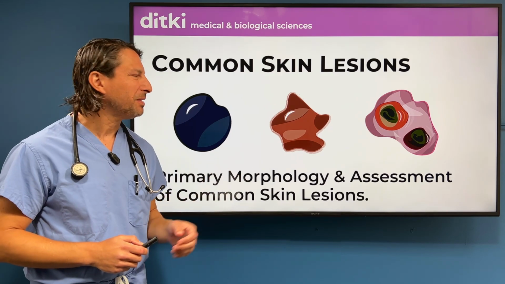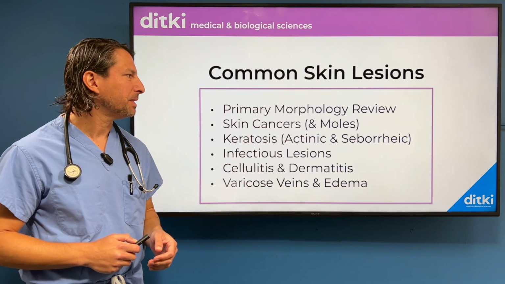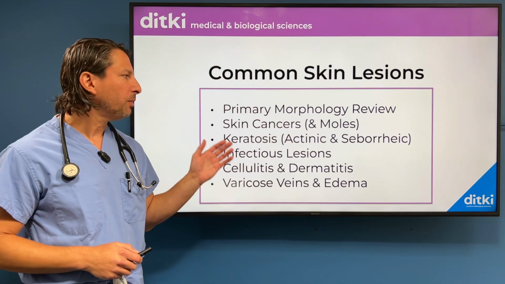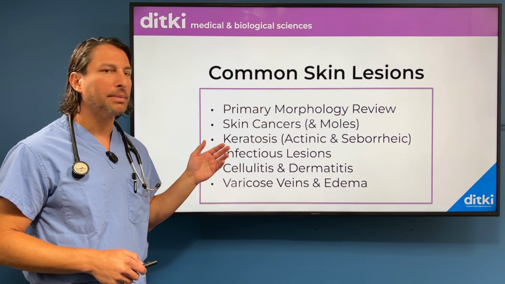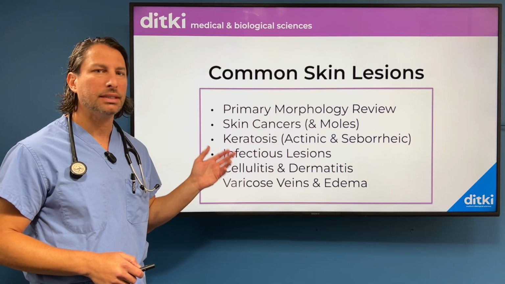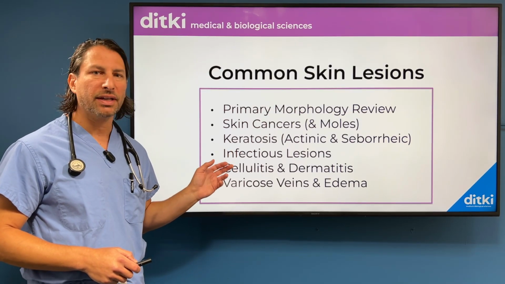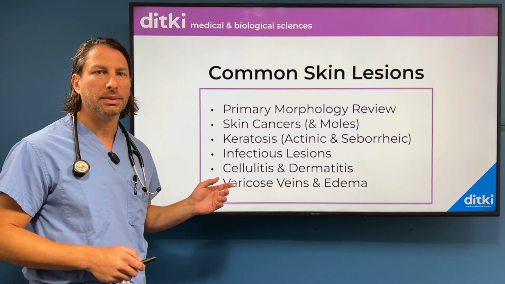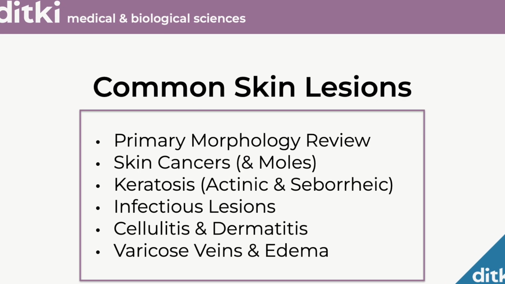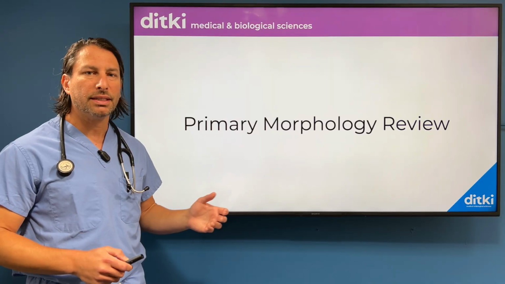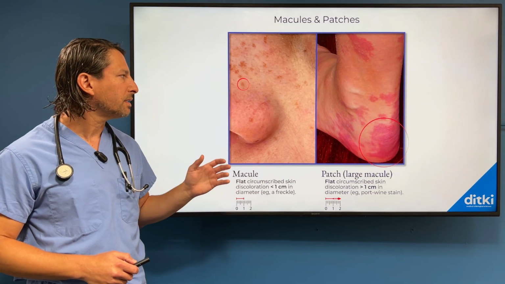Okay, here we're going to run through some common skin lesions we should be aware of. We're going to review primary morphology because it's a great organizational system. We're going to talk about skin cancers, keratoses, actinic and seborrheic, infectious lesions, cellulitis and dermatitis, and then varicose veins and peripheral edema. So let's review primary morphology. Again, this was a great organizational system for us.